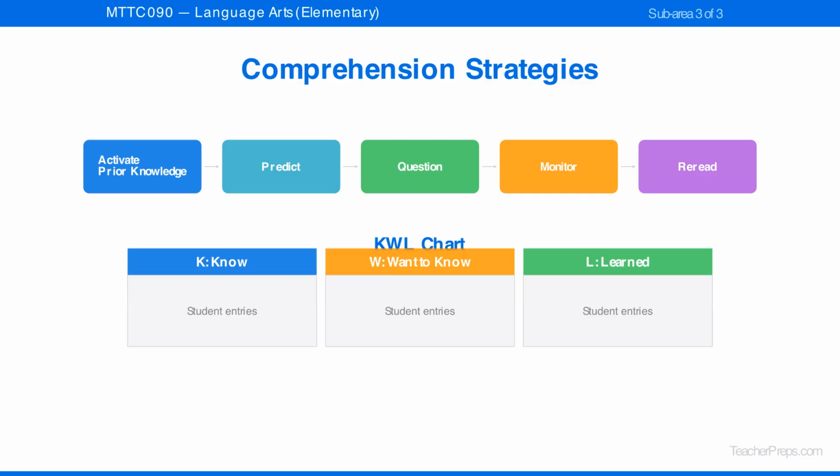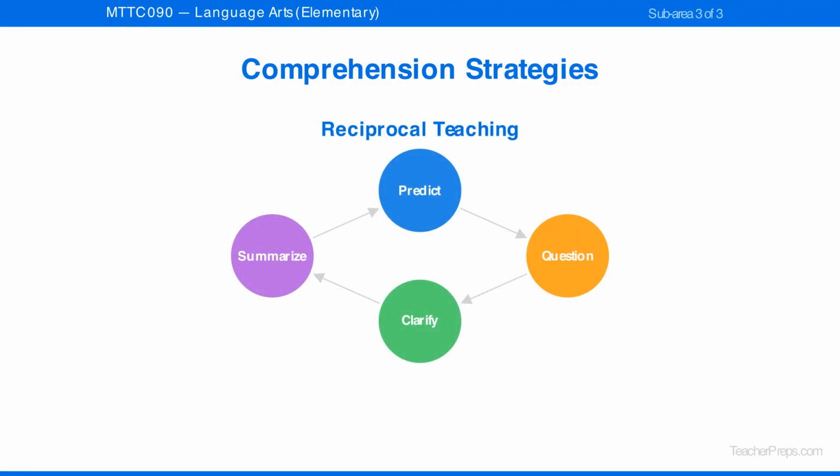The second strategy is making predictions. Students use text features, prior knowledge, and context to guess what will happen next. Predictions keep readers engaged because they create a purpose for continued reading. Will my prediction be confirmed or not?